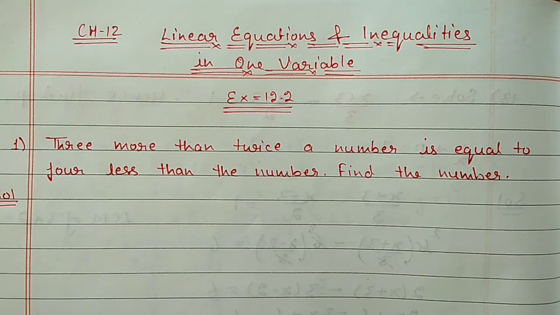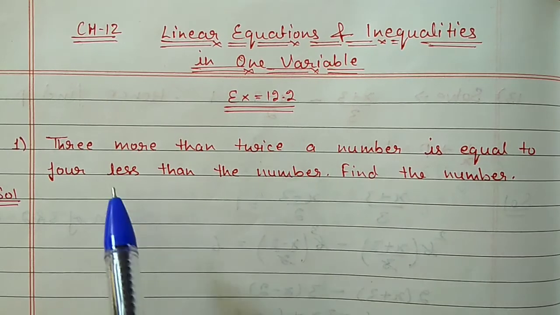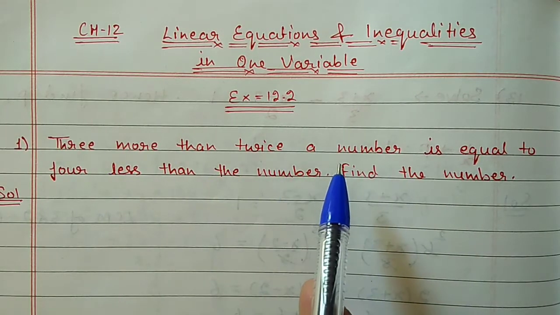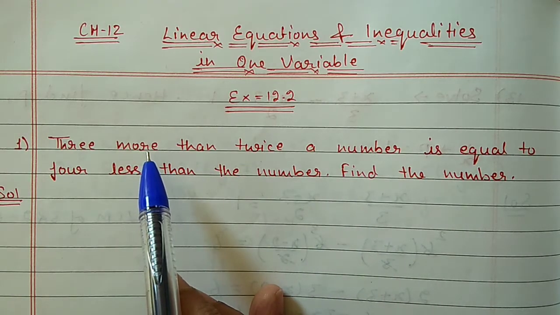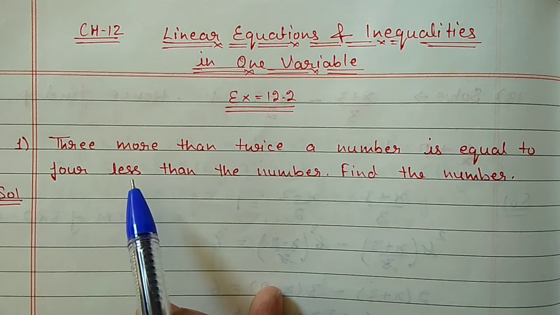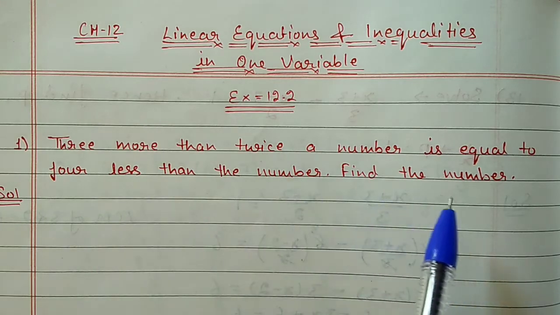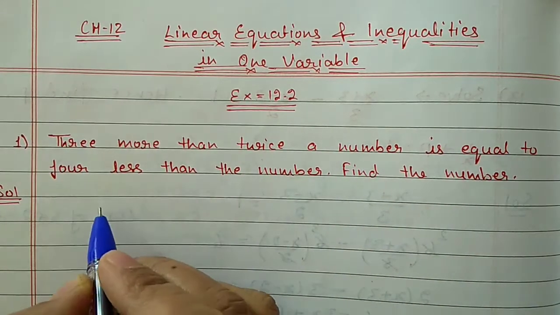Question number 1. 3 more than twice a number is equal to 4 less than the number. Find the number. So here in the question keywords will be given and you have to find out the meaning of those words and write in the mathematical form. So according to the question, we have to find out a number here, and the condition is given: 3 more than twice a number. More means we have to add and less means we have to subtract. Then we have to find the number. So let the number be x.